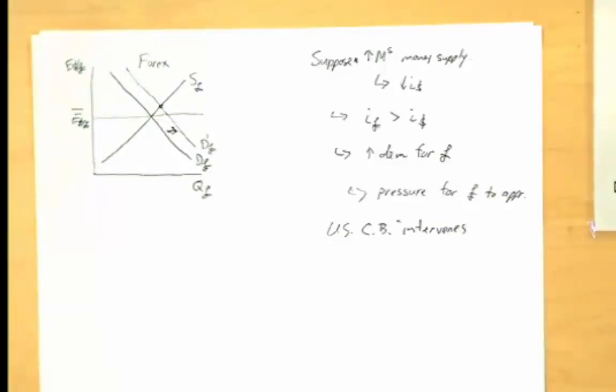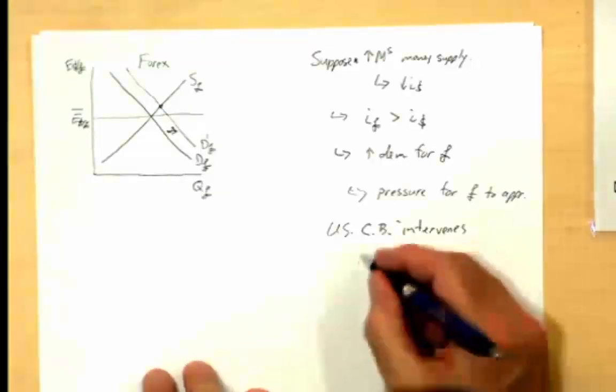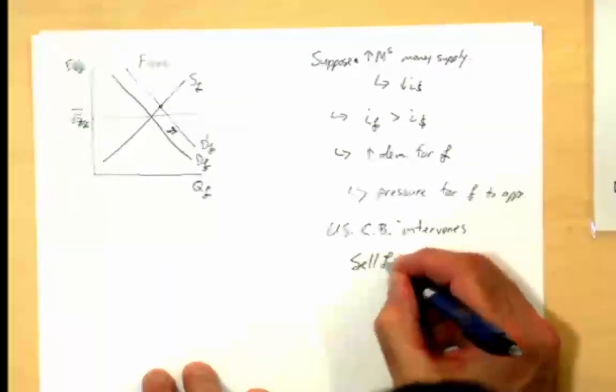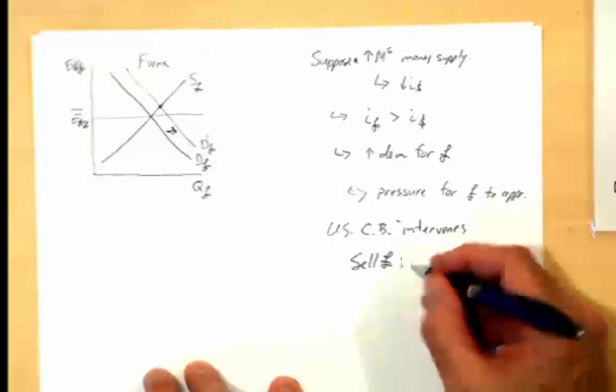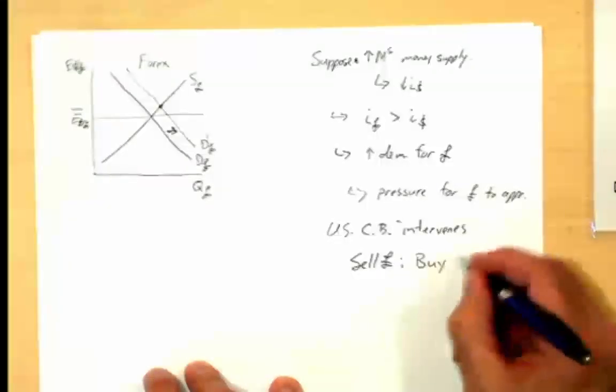Sells the British pound. Sells the pounds. If there's demand, they're ready there with extra pounds to sell to the people who are demanding them. So the excess demand is satisfied by the central bank selling pounds. And if they sell pounds, what are they doing on the other side? What are they buying? If it's the foreign exchange market, they're buying their own currency, so they're buying dollars.